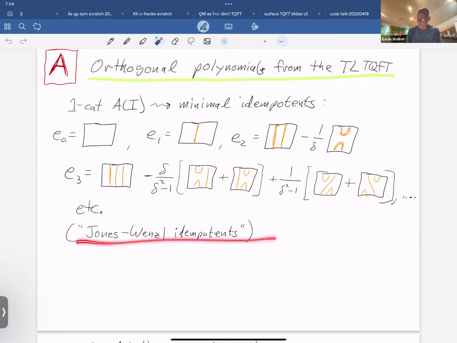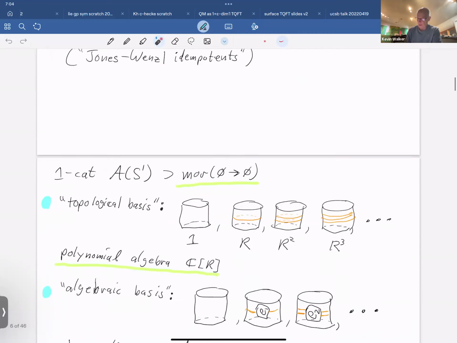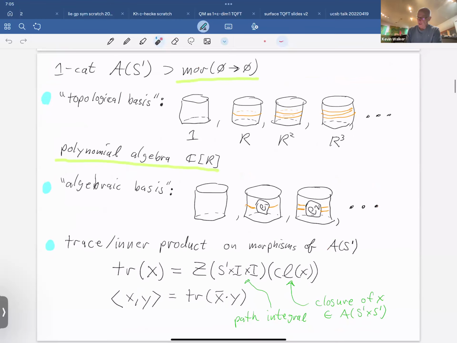often called Jones-Wenzl idempotents. And so now if we take the skein space of a cylinder with empty boundary conditions, we can construct two different bases of it. One is the obvious topological basis. We can take a ring, and I'm calling it R squared because this is composition in the category, stacking. So we've got all the powers of R.